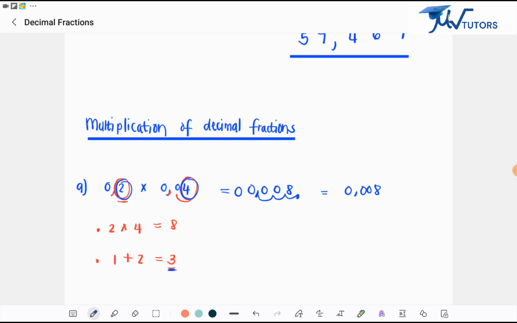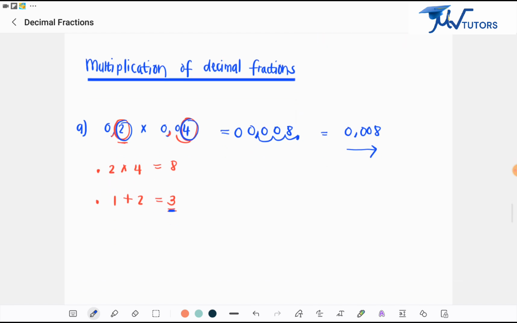Okay, then I see after the decimal comma, how many spaces do I move? How many places do I move to the right? Okay, and then I know how to shift my decimal comma to finally get my answer.